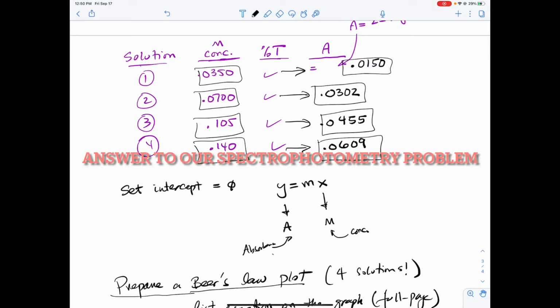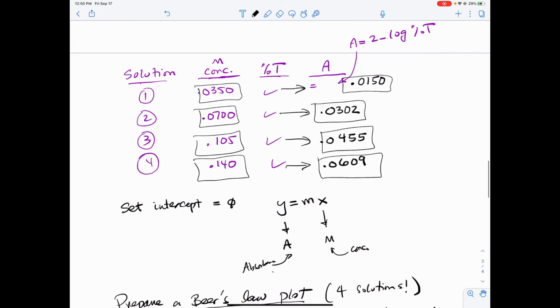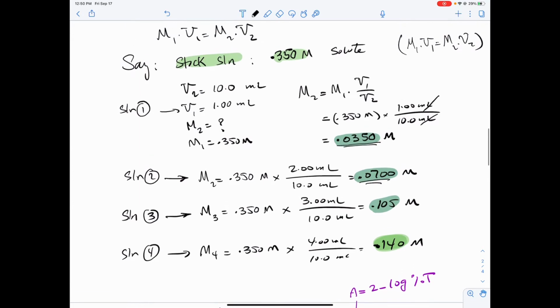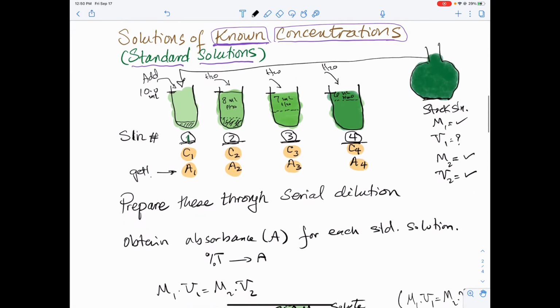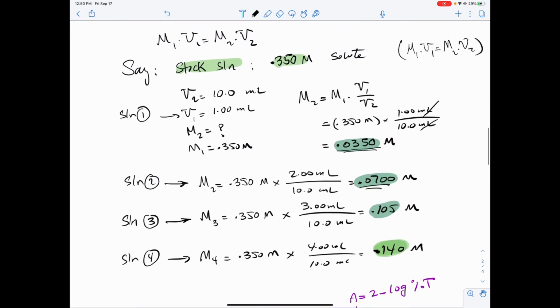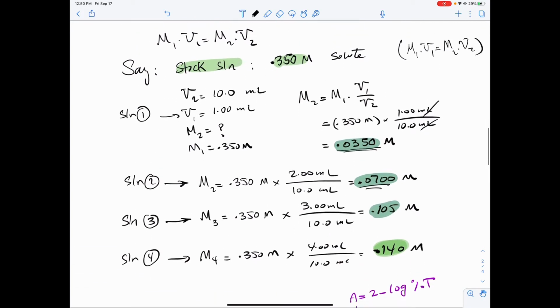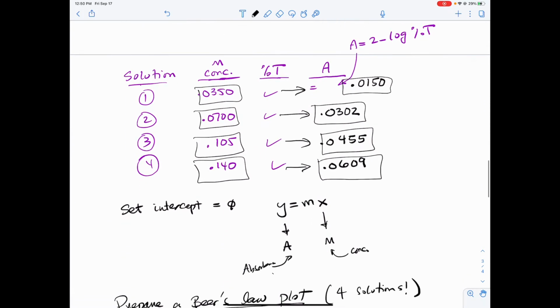Hi, I'd like to share the answer to the problem that I asked you to do. This problem involved four standard solutions whose concentrations you calculated through dilution using the stock solution that we had. I had specified a stock solution of 0.350 molarity, and then we calculated the four concentrations of the standard solutions.